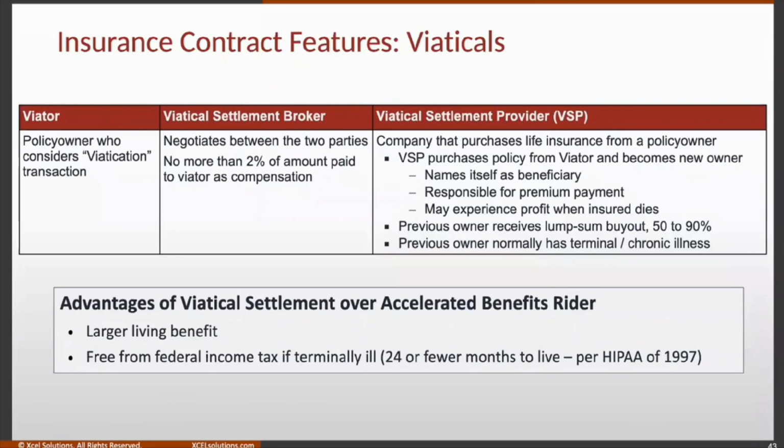So medical settlement companies could negotiate a price and provide now a larger living benefit than what the accelerated benefits rider could provide. And it is also free from federal income tax if the person is terminally ill, 24 or fewer months to live, per HIPAA of 1997, which stands for Health Insurance Portability and Accountability Act of 1997, is what made these medical settlement payouts federal income tax free to the viator, the person receiving the benefit.